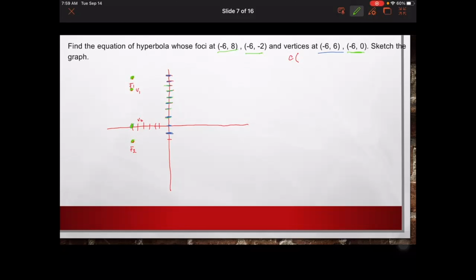Ayan. O, Johan, okay ka na dyan? Opo, sir. Ayan. So, ginagraph pa lang namin. Nag-graph pa lang kami. Opo.